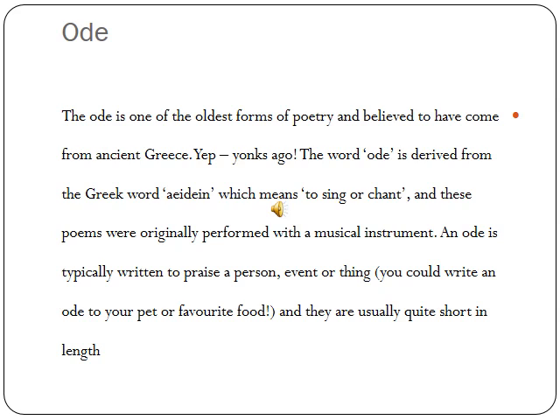And these poems, which we see nowadays, were originally performed with a musical instrument. So in the ode we are going to use a musical instrument, but in the ballad you just sing without any instrument. That's the difference between ode and ballad. In the ballad it is just to sing without using an instrument, but in the ode, it was originally performed with a musical instrument.